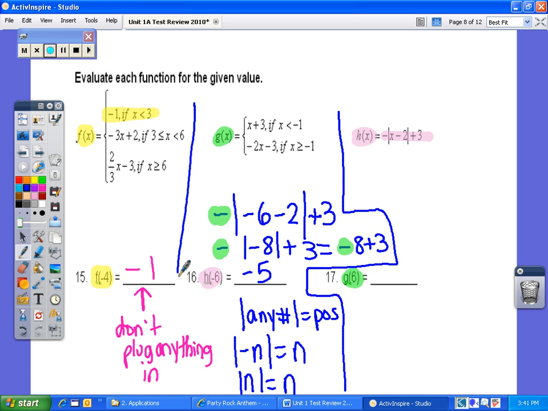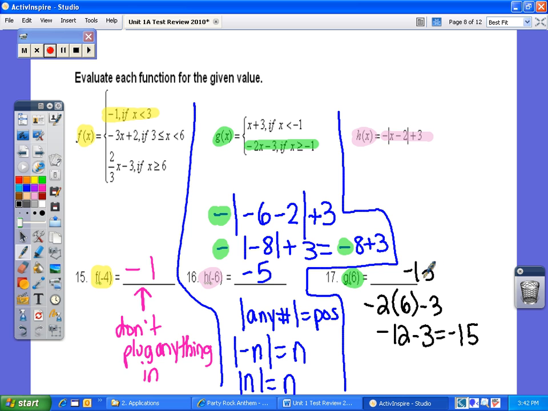Alright, so now the last part. We have g of 6. Well, we know that 6 is bigger than -1. So we're going to replace it into that equation. So it'll be -2 times 6 minus 3. So -2 times 6 is -12. Minus 3 is -15. Alright, we got 3 more.